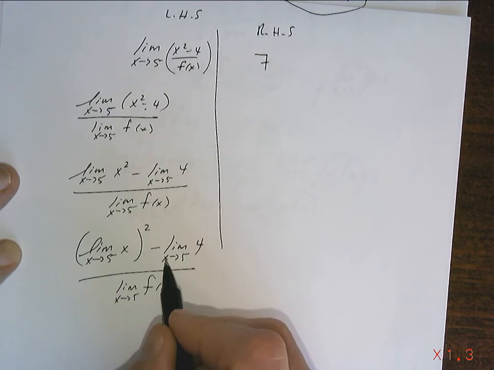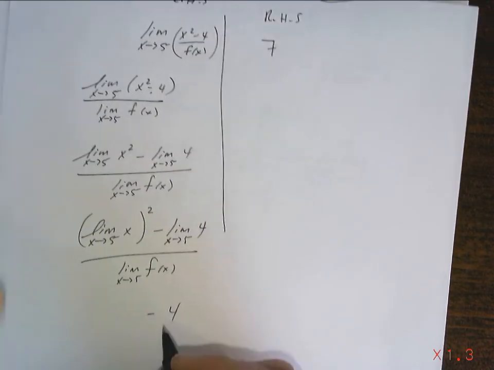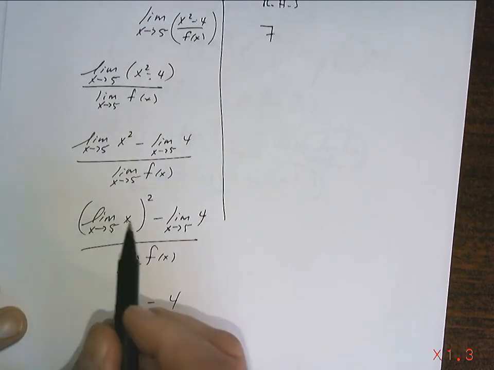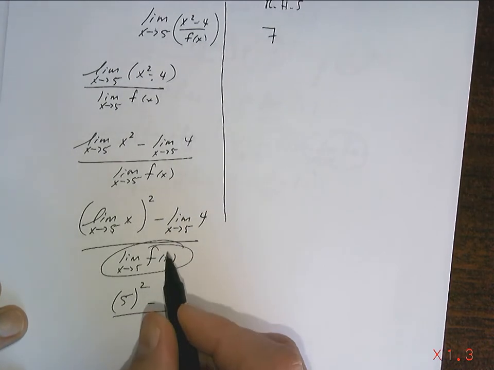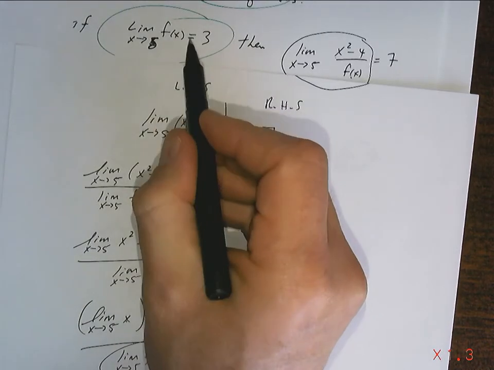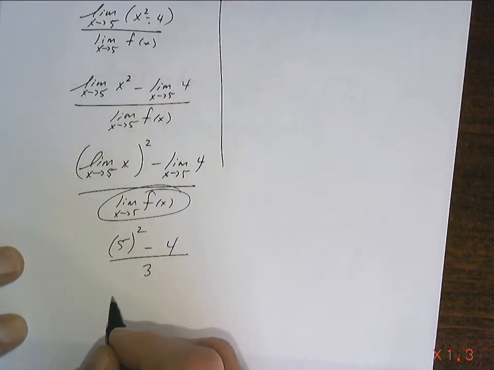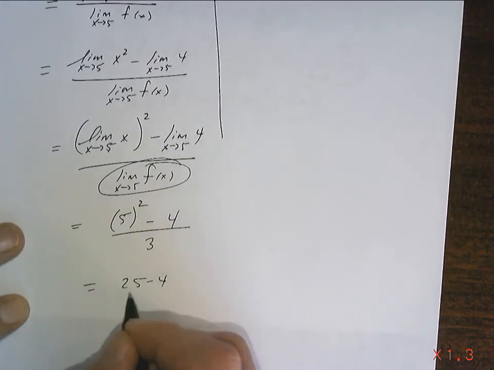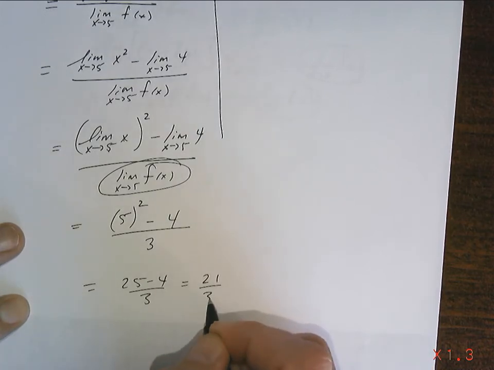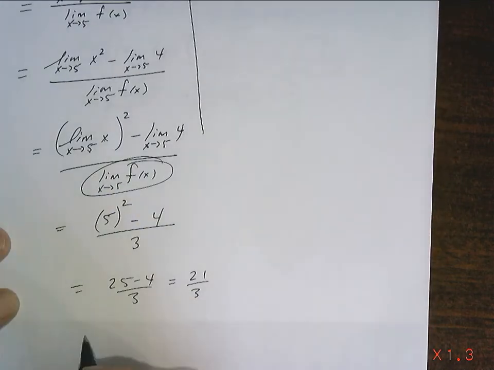This is the limit as x approaches k of a constant. Well, that's going to be 4. The limit as x approaches 5 of x is 5. And this one is the one that they gave us, so it's not a limit property. We look back up, we know the limit as x approaches 5 of f of x is 3. So we get 3 on the bottom. And I should have equal signs going all the way down. And so what I get is 25 minus 4 over 3, 21 over 3, unless I've made a mistake somewhere. Okay? And 21 over 3 is 7.